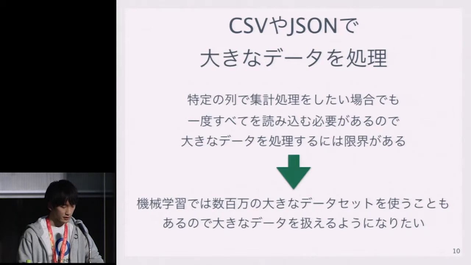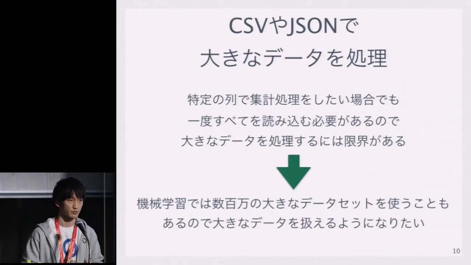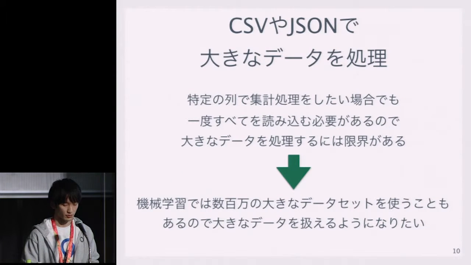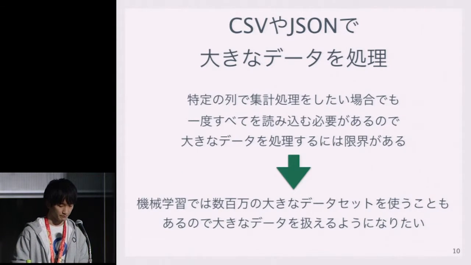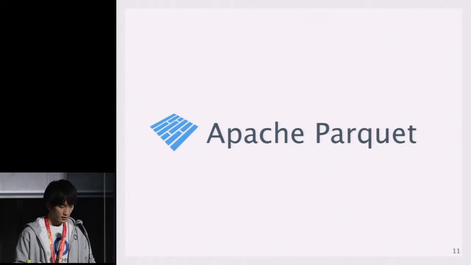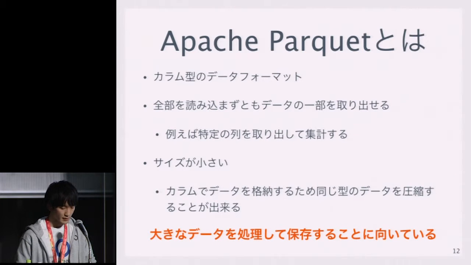However, if you try to process big data, like if you want to do the calculation in one line or one row, if you use CSV or JSON, you have to collect everything at once. And it takes a lot of time. In machine learning, sometimes they have to deal with millions of rows, a big data set. And then comes Apache Parquet.